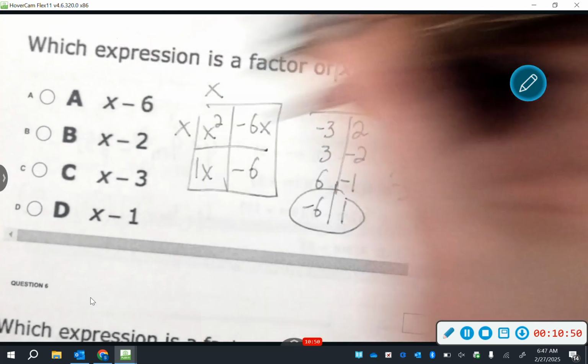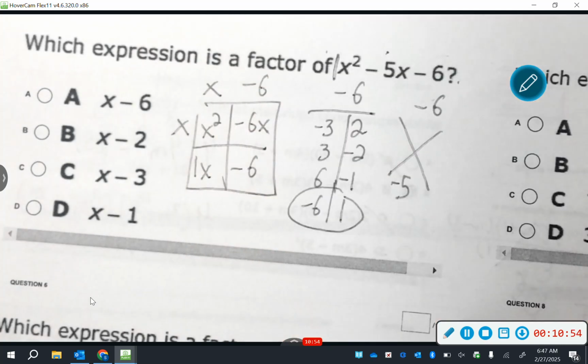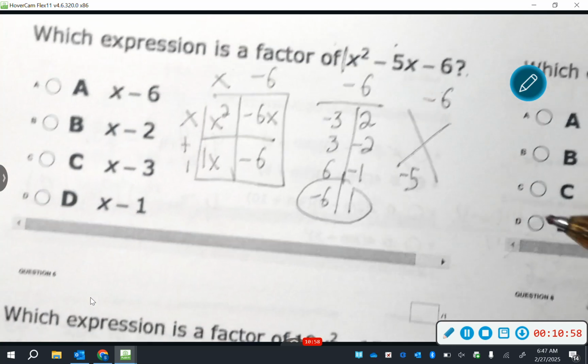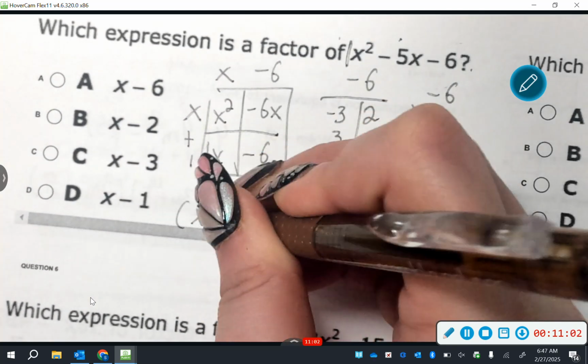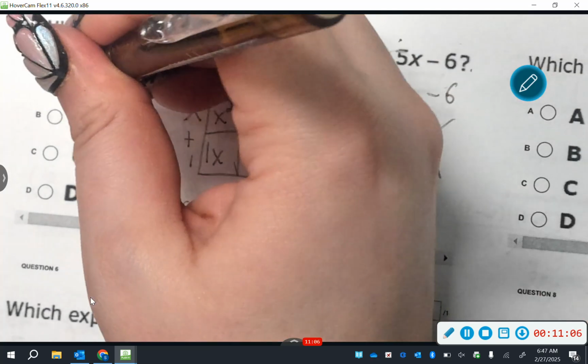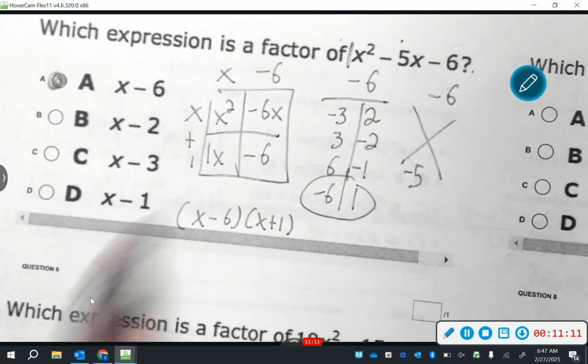X times x is x squared. X times -6 gets us -6x. X times 1 gets us 1x. So our factors are x minus 6 and x plus 1. So our answer has to be A. D is wrong because it says x minus 1. We want x plus 1.